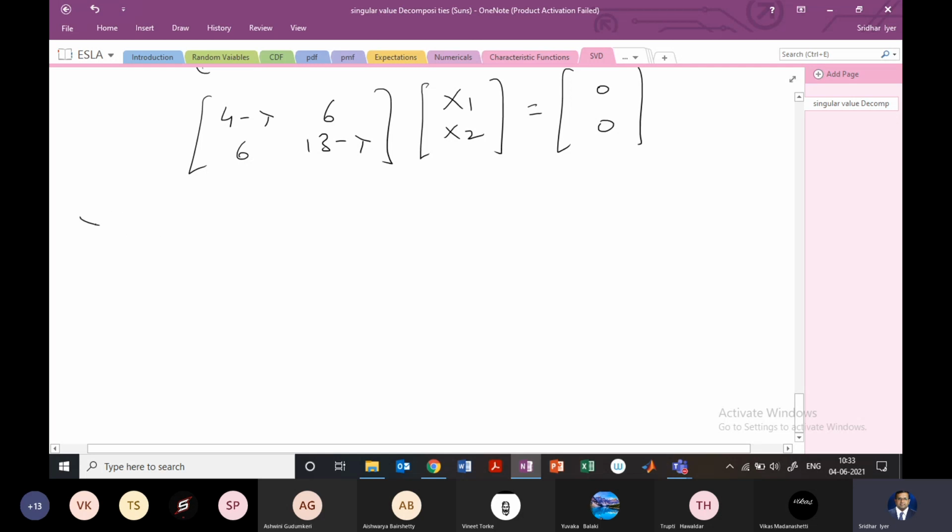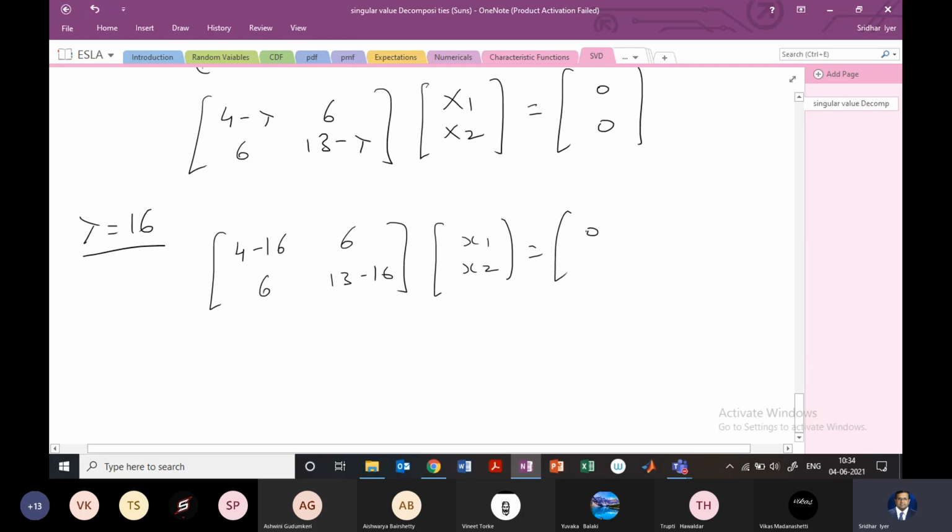Let me do the first one. We have lambda equal to 16. So for this we'll have 4 minus 16, 6, 6, 13 minus 16 into x1, x2 equal to 0, 0. So we get negative 12, 6, 6, negative 3, x1, x2 equal to 0, 0.